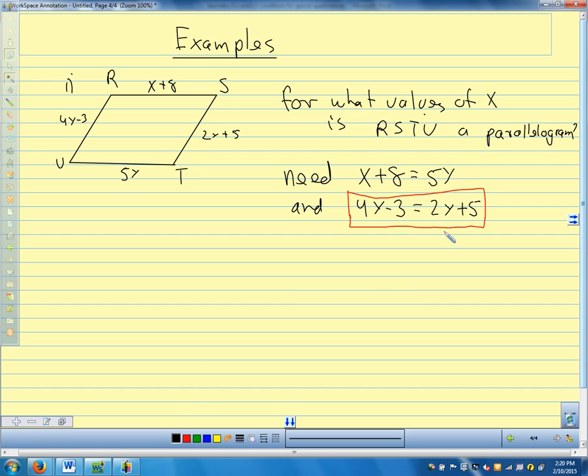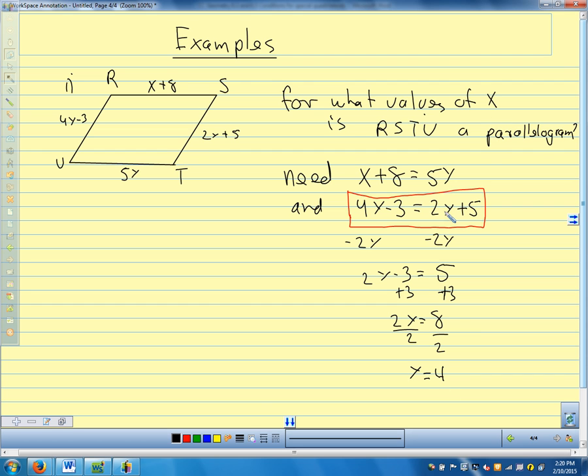All right, so I'm going to subtract 2y. So 2y minus 3 equals 5. I add 3, and I get 2y equals 8, divided by 2, and y equals 4.